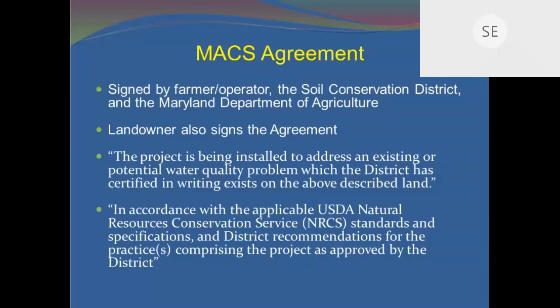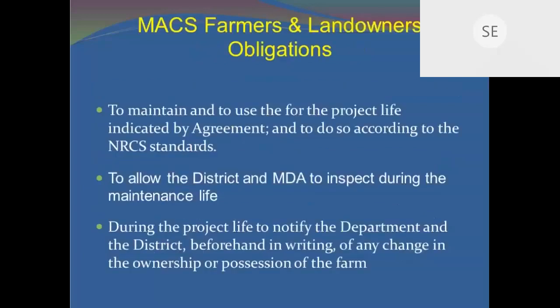The project is being installed to address, as I said, a potential water quality problem that the district has certified in writing exists on the above described land. We do work in conjunction with the soil conservation districts. That includes NRCS staff, the local district staff. They pretty much administer the program for us, so we're working through them. We don't have design or engineering capabilities within MAX. We rely on the districts and on NRCS for the standards and specifications. The districts are making recommendations on what practices to put in and what to approve for eligibility for our program.